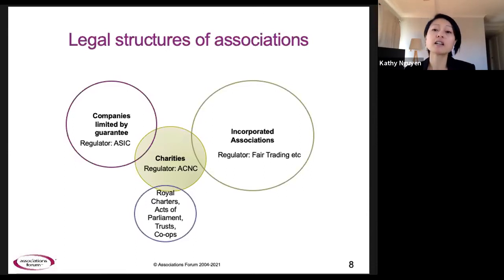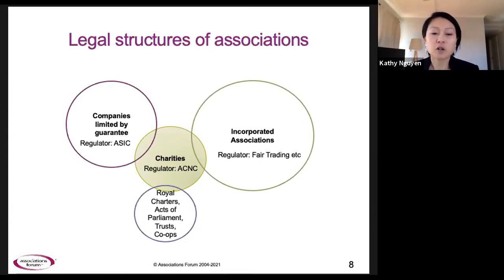The second is to incorporate as an incorporated association under one of the state or territory associations incorporation acts. And there's one in each state and territory. Now, some organisations are special in that they've been set up by Royal Charter or their own Act of Parliament, but they're a smaller group.